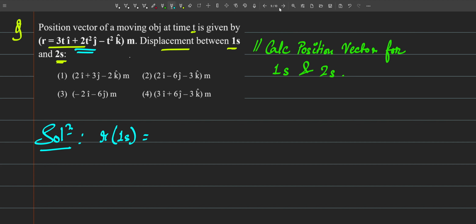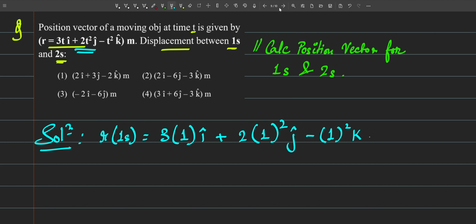We'll follow this equation. So this will become 3 into t, that will be 1 in this case, i cap, plus 2 into t squared, that will be 1 squared, j cap, minus t squared, that will be 1 squared, k cap meter. So if we solve this, we'll get 3i cap plus 2j cap minus 1k cap meter.